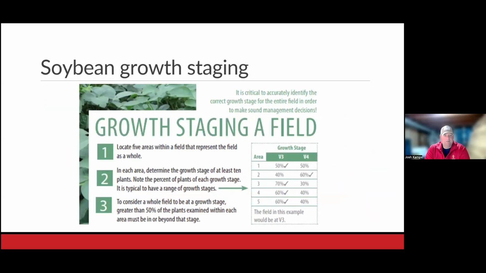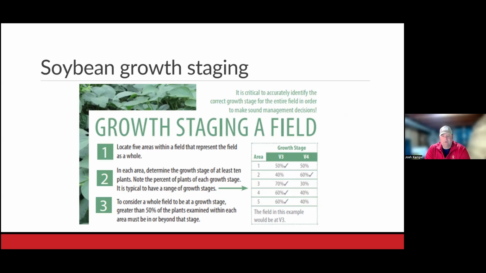Okay, so growth staging a field, we want to take into account different places within the field. The recommendation here is to pick 5 different areas. I think that's a pretty good number on the low end. If you can pick a few more, I think that's fine. But determine the growth stage of those areas. Pick at least 10 plants in each area, and make a little bit of a chart.